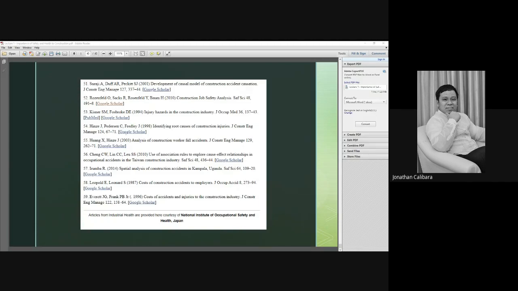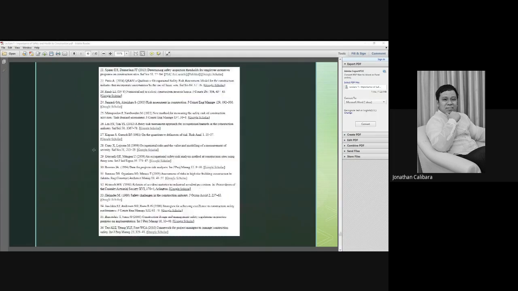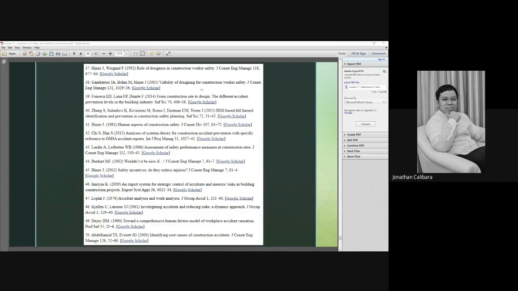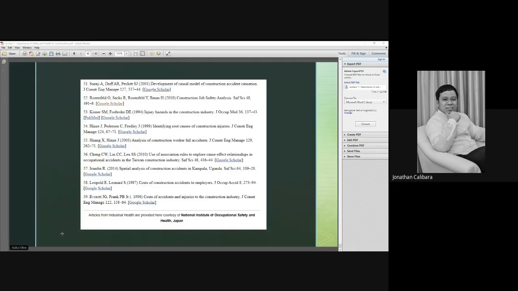So, this one has 59 references. That is the activity. How many references does the other one have? Only 15. At least there is an idea, but 15 is not enough data. Meaning to say, the lesser the numbers of references, the lesser the chance for the research to be published or to be recognized or to be accepted in general.